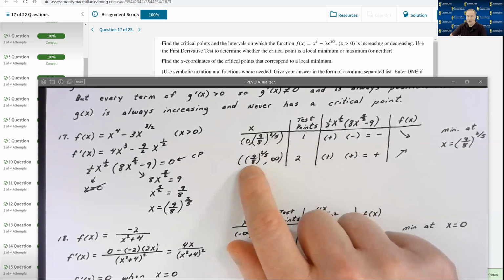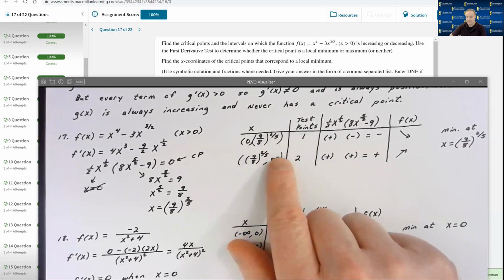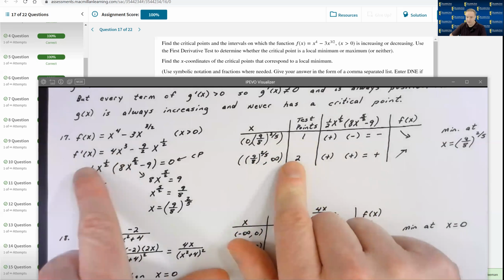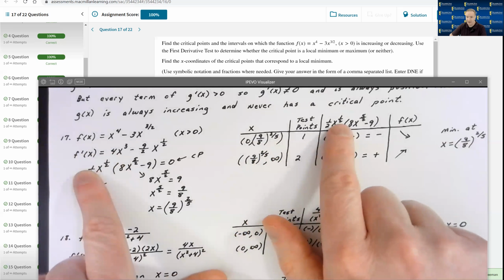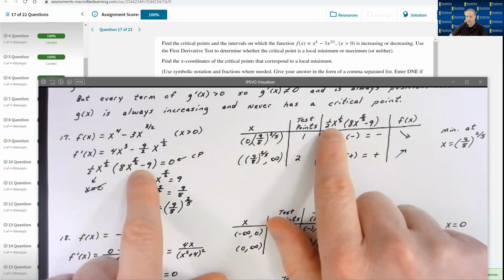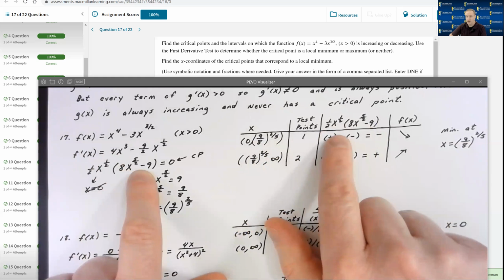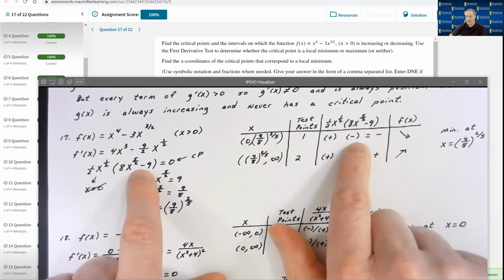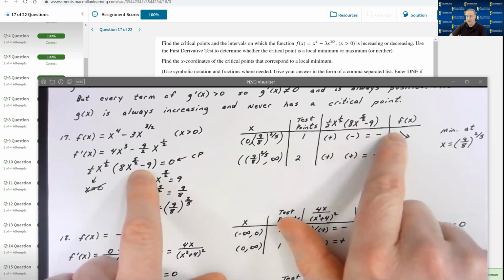And then a number between your critical point and infinity, I chose 2. Now I'm plugging those test points into the factored version of my first derivative. Clearly, the square root of 1 and the square root of 2 are both positive. It's that second factor that's going to change signs. When I plug a 1 into it, I would get 8 minus 9. That's a negative. I'll have a positive times a negative. That's a negative. Tells me my function is decreasing in that region.